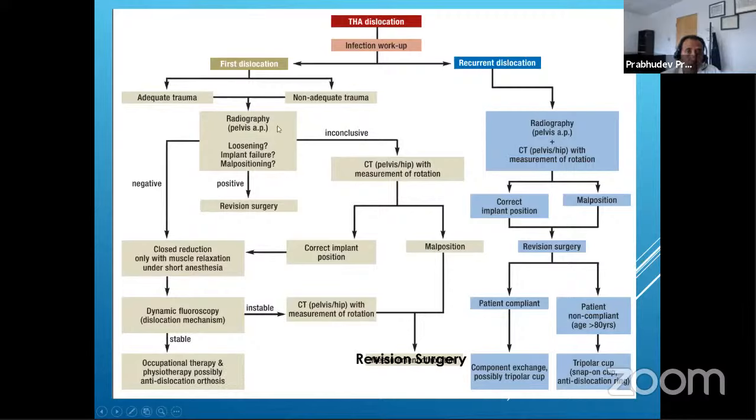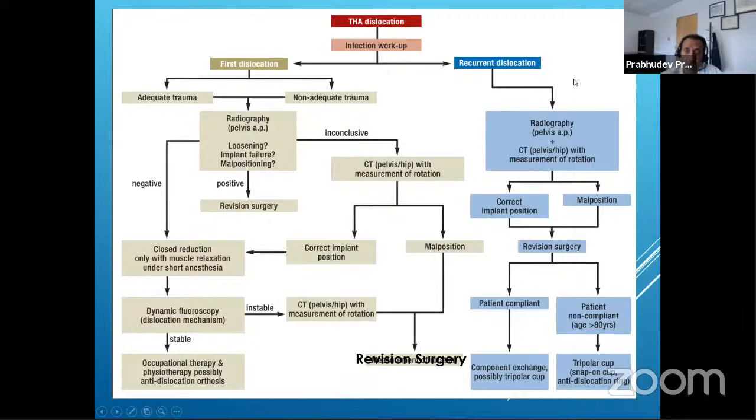If we are not sure about these on the X-rays, then definitely a CT scan is a good imaging study to further evaluate the component positioning. Again, if the implant positioning is good, no loosening, no failure of the implant, then he or she would be a good candidate for closed reduction and conservative management. And if we see any of these problems, then they should be considered for revision surgery.